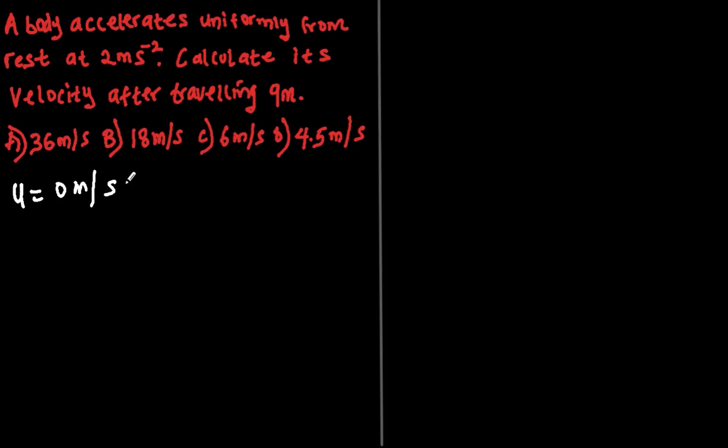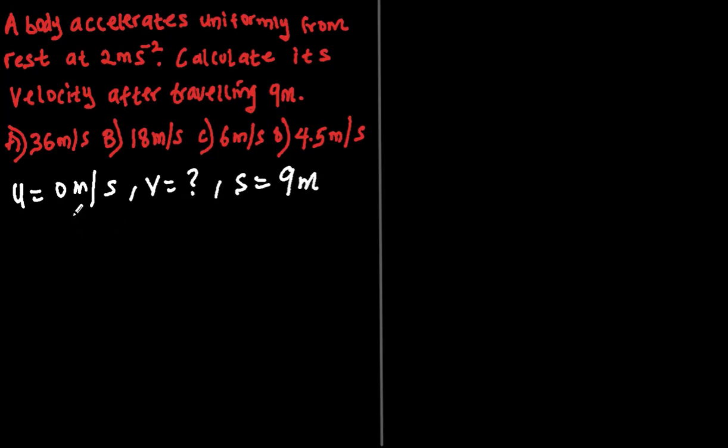Now, calculate its velocity. So we are looking for velocity. Velocity is unknown after traveling 9 meters. So the distance it travels is 9 meters. That's how you solve a question, right? You interpret the question, you bring out your parameters. So, which of the equations of motion has all these? U is 0, V and S.